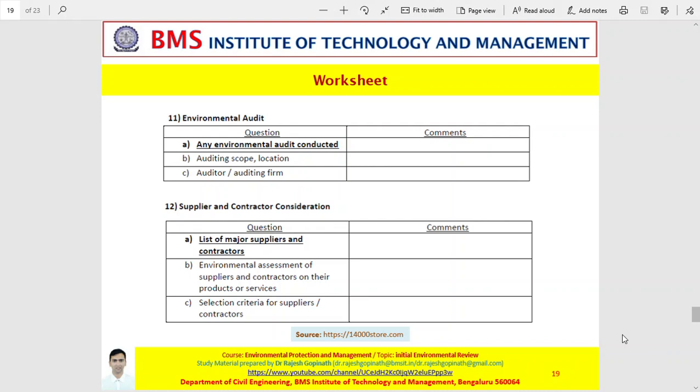The last part of your initial environmental review is part 12, and that basically speaks about the supplier and contractor consideration. So herein you need to list all the major suppliers and contractors, and alongside this the data must also include the environmental assessment of the suppliers and the contractors with respect to their services and their products. The most important thing that needs to be noted here is what is the selection criteria for choosing these suppliers or contractors for the organization. That also has to be showcased in the last part of this initial environmental review, that is part 12.